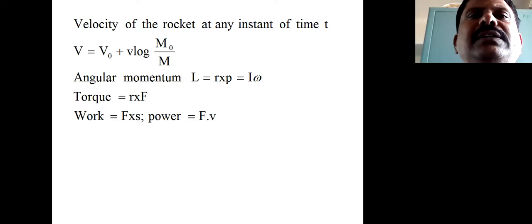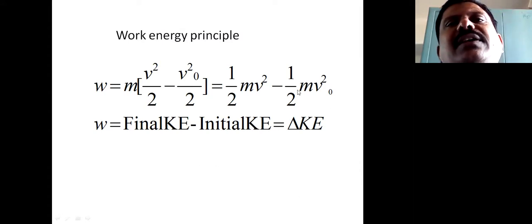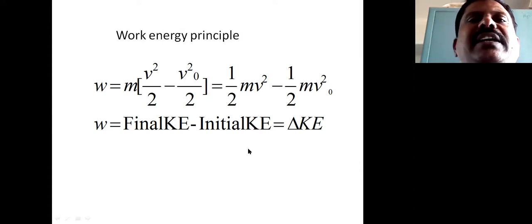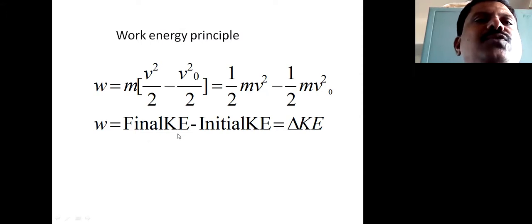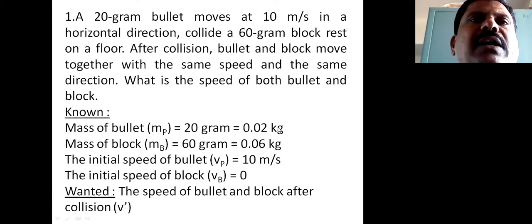Now let's solve some more problems on conservation laws, and one more thing: the work-energy principle. W equals half m v squared minus half m v naught squared. This is the final kinetic energy minus the initial kinetic energy, so W equals the change in kinetic energy. These are the formulas we have discussed in the entire chapter.